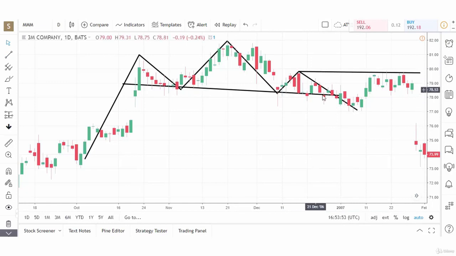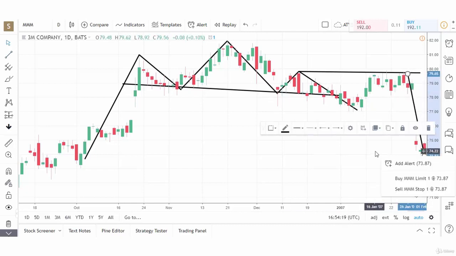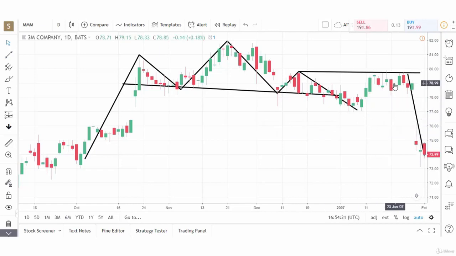If we're to go short the stock, we want to use the high of the second shoulder as our stop. And with the stock not having a close above this high, we would have maintained our short position. And then we can see the stock falls off, moving from this 80 level down to the 74 level.